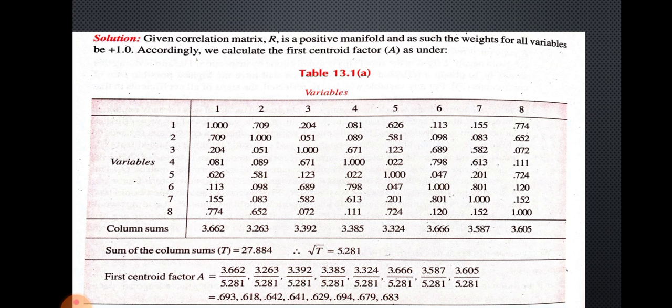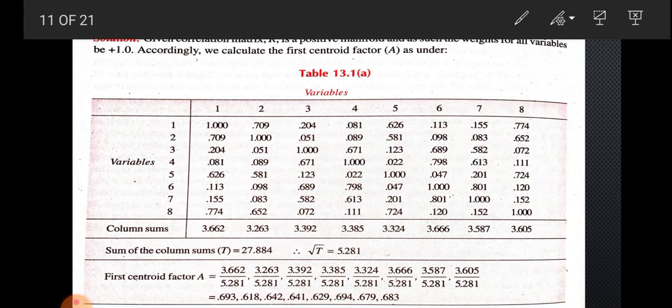So the correlation matrix R is a positive manifold and as such the weights for all variables will be 1. Okay, this is the positive manifold, and if it is a positive manifold, then the weights of the variables will be 1 plus 1. Accordingly we calculate the first centroid factor as under. This is the first centroid factor. How will we calculate it?